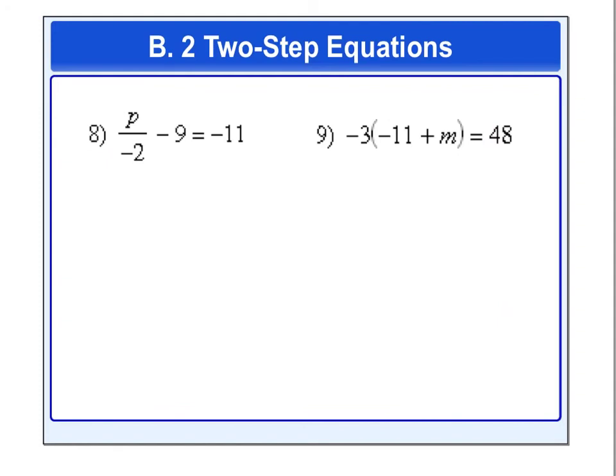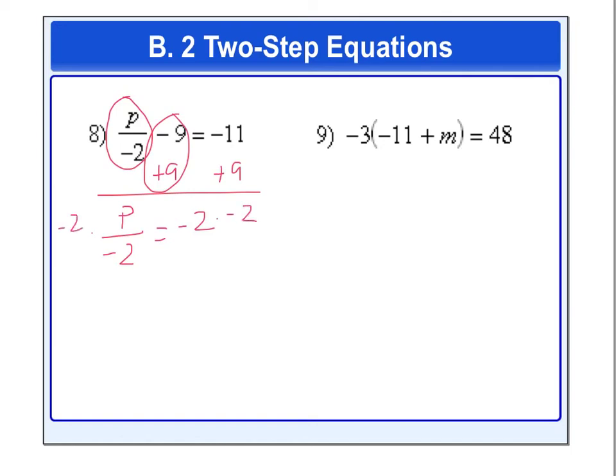Moving on to the next one, we've got this part here that's directly connected, so we have to undo the minus 9 first. We've got p over negative 2 equaling negative 2. We have to get rid of that dividing by negative 2, so we'll multiply by negative 2. And p equals positive 4. 4 over negative 2 minus 9 equals negative 11, which is negative 2 minus 9, which you add the opposite and it works out. Good.